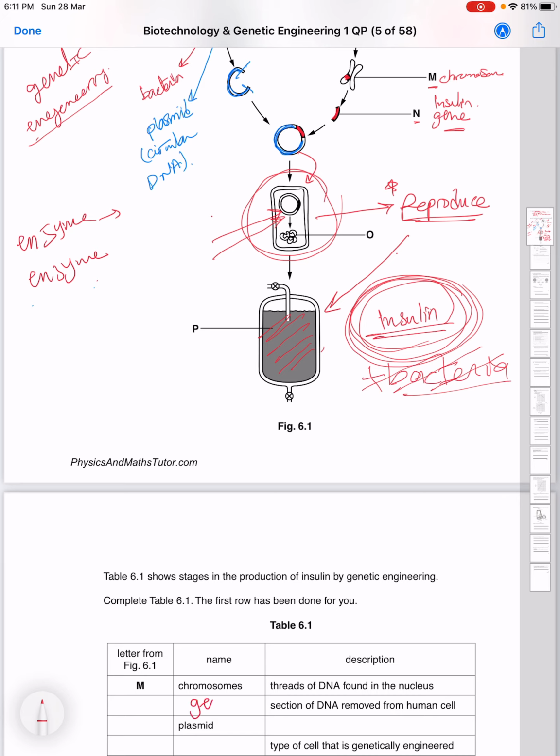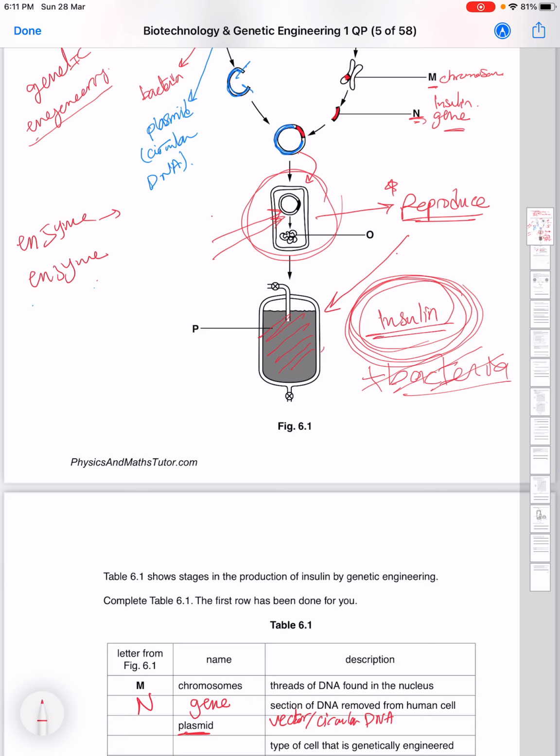It's the gene. The gene is the section of the DNA removed from the human cell, and I'm going to write a letter for this, which is, as you see here, M. The plasmid, as we mentioned, is a circular DNA found inside bacteria. Sometimes we refer to this plasmid as a vector. What do I mean by vector? Vector means carrier, so you can write vector, and it is a carrier for the gene, for the insulin gene.